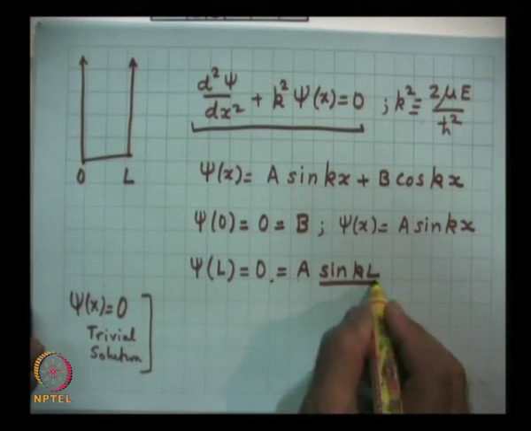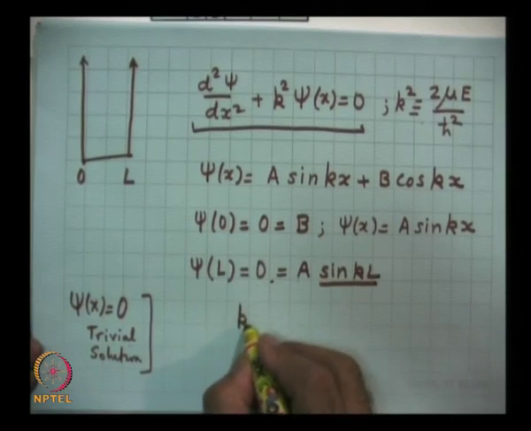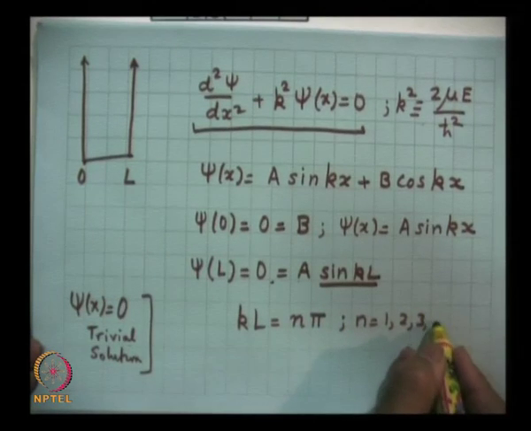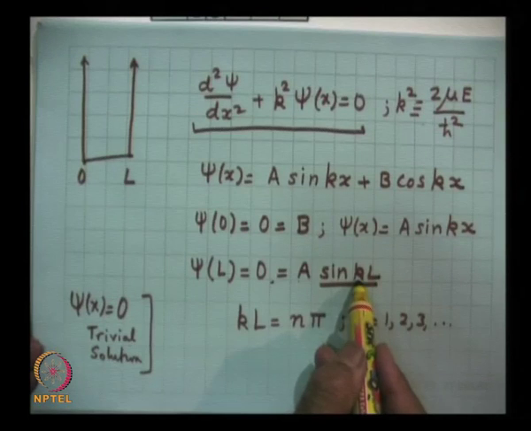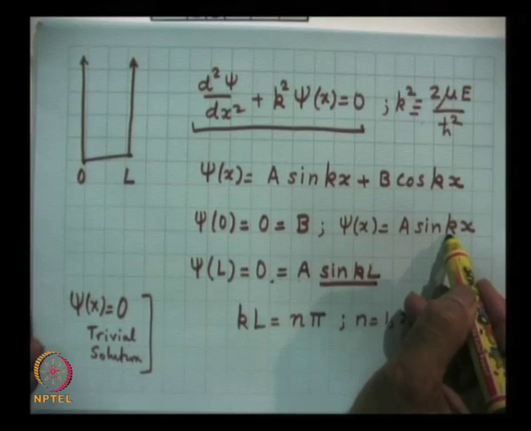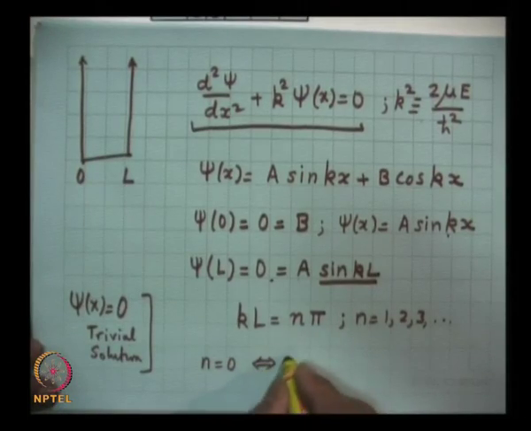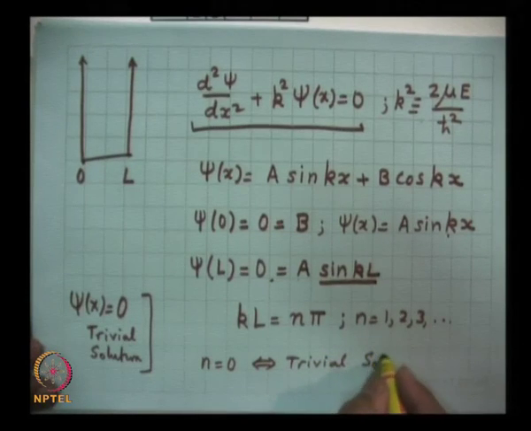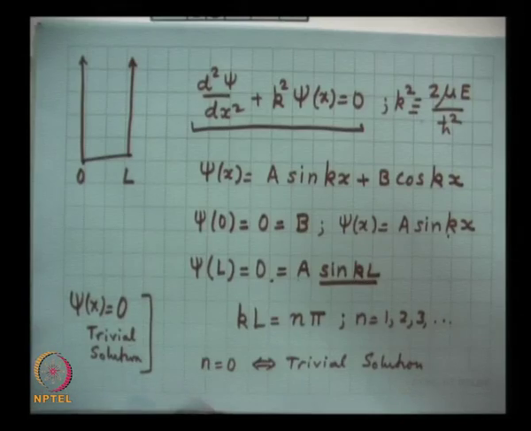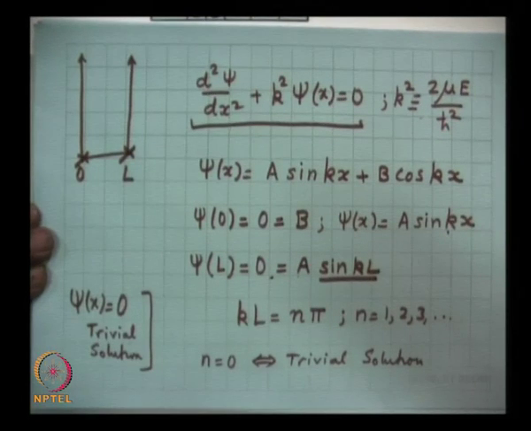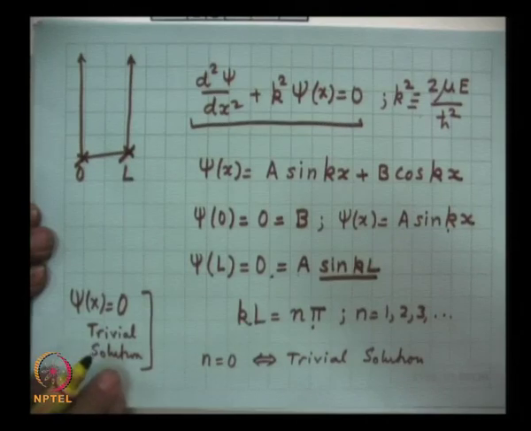The other thing that can happen is sin k L is equal to 0, that is k L is equal to n pi, where n is equal to 1, 2, 3, 4. I have excluded the value n equal to 0, because if k is 0, then psi of x is 0. So, that is again the trivial solution. So, n equal to 0 corresponds again to the trivial solution. So, we obtain that if the wave function has to vanish at x is equal to 0 and at x is equal to L, then k L must be equal to n pi.